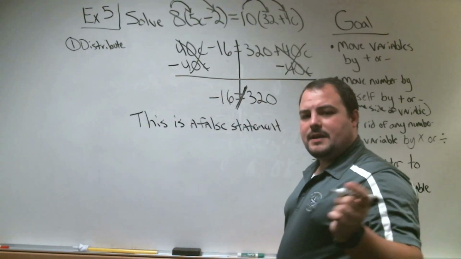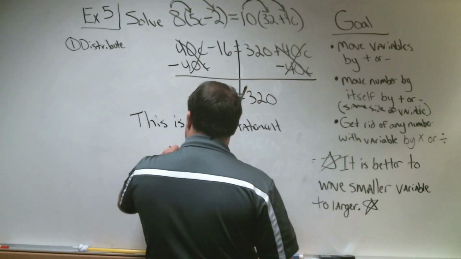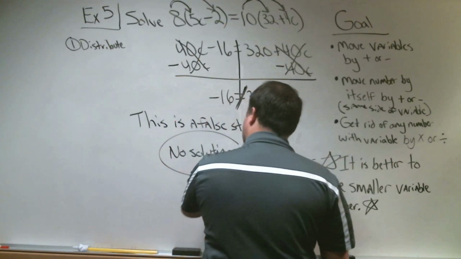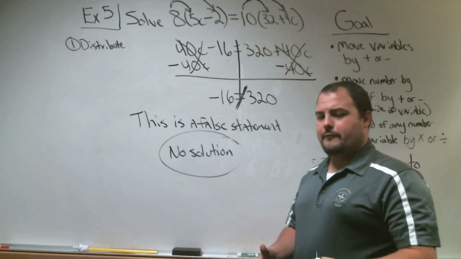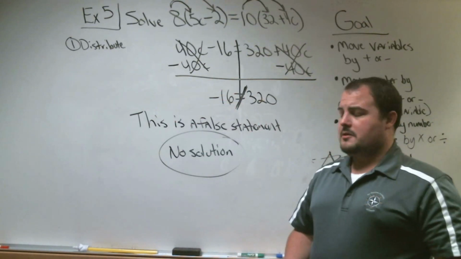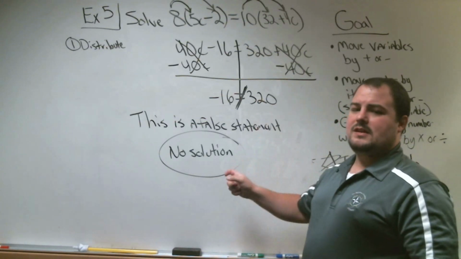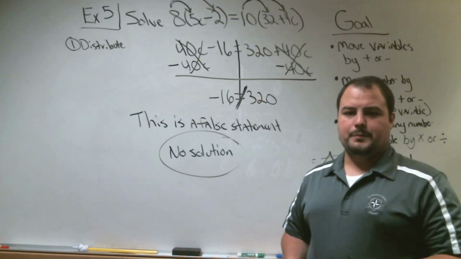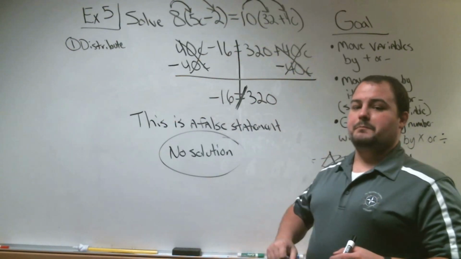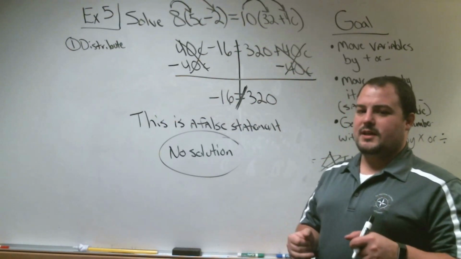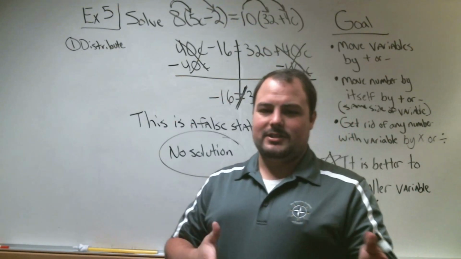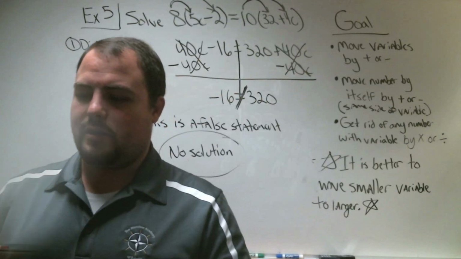Since this is a false statement, our answer is no solution. This is one of those problems that we can't actually get a real answer for, because negative 16 will never equal 320. So, since this is a false statement, there's no answer to this problem. And notice that we had 40c equals 40c, but we had different numbers. Since we had different numbers, no solution is possible. We're going to see another one that probably deals with special solutions as we keep going.